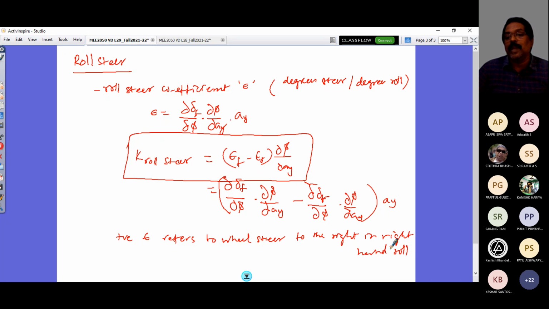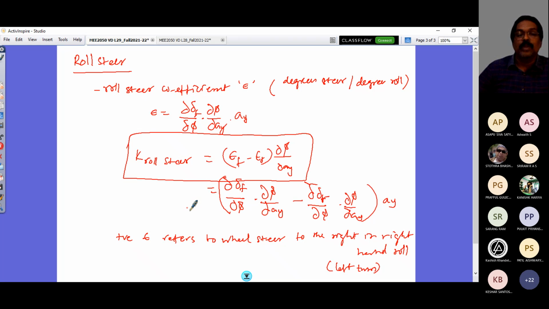Right hand side roll would take place when the vehicle takes a left turn. Left hand side roll will take place when the vehicle takes a right turn. That means the vehicle goes on taking a left turn, the roll is to the right, and the epsilon is positive. The other way it is negative. So if the wheel steer is to the left in a right hand roll, then it is negative, right?